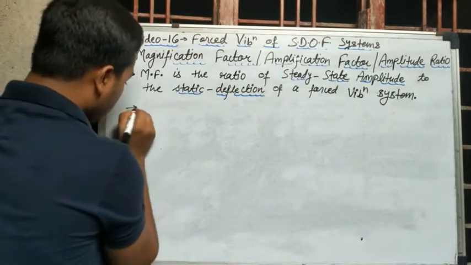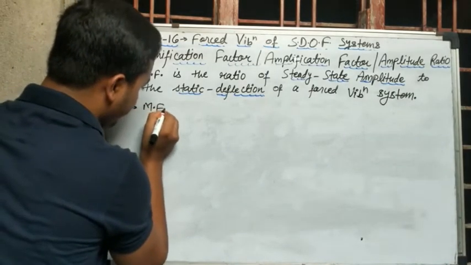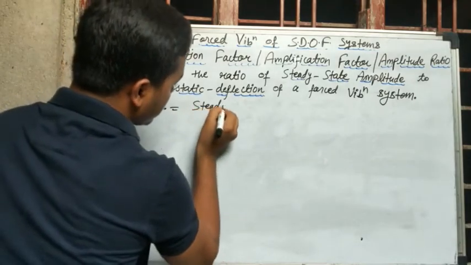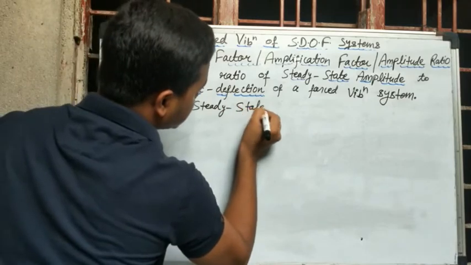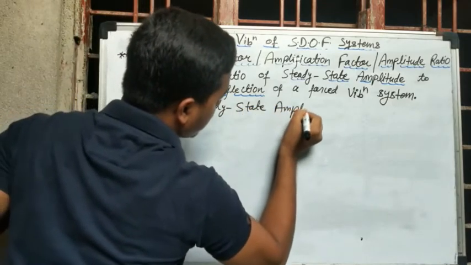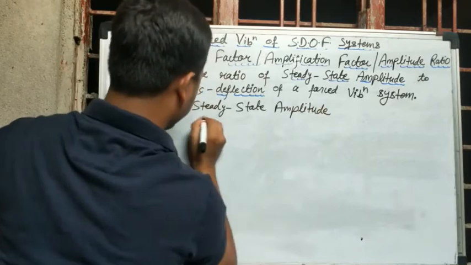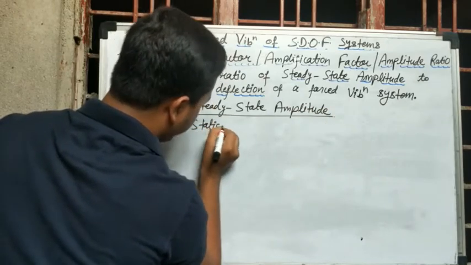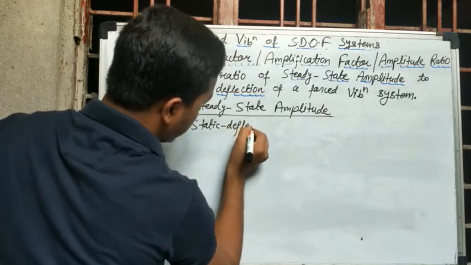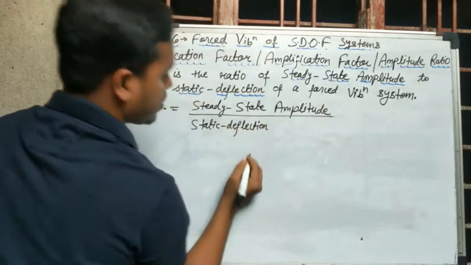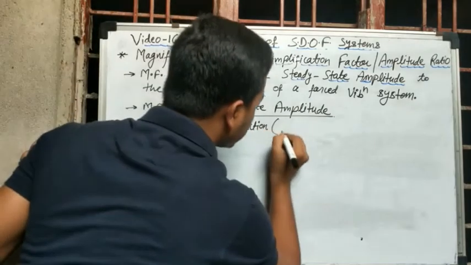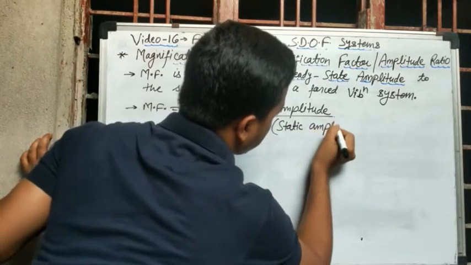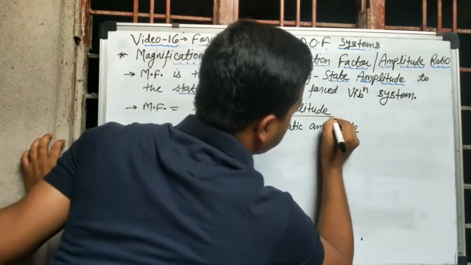So, the formula for magnification factor MF is equal to steady state amplitude divided by static deflection, which is also called static amplitude. Right?